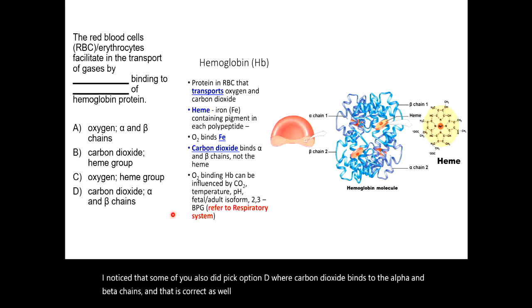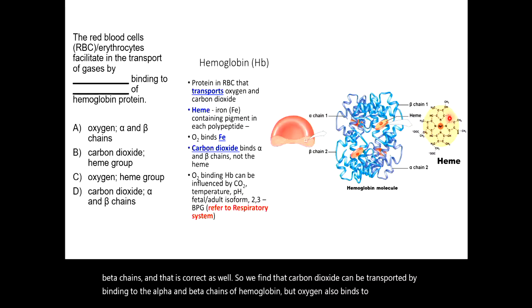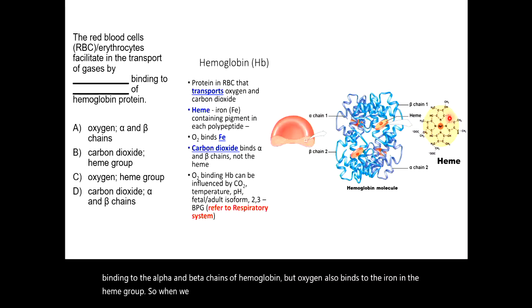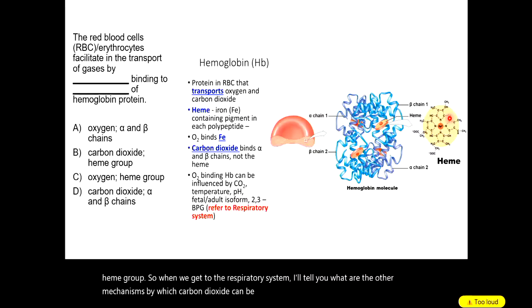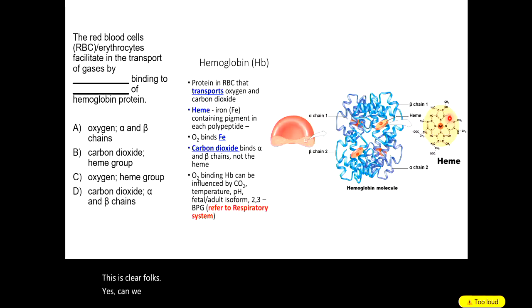So we find that carbon dioxide can be transported by binding to the alpha and beta chains of hemoglobin, but oxygen also binds to the iron in the heme group. So when we get to the respiratory system, I'll tell you what are the other mechanisms by which carbon dioxide can be transported as well. Is this clear, folks? Yes? Can we move on? All right.